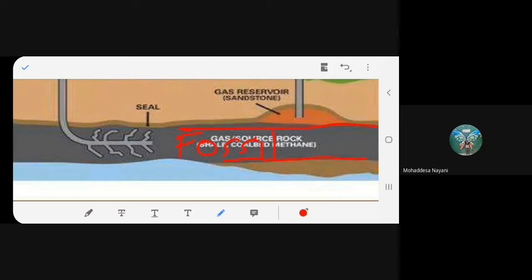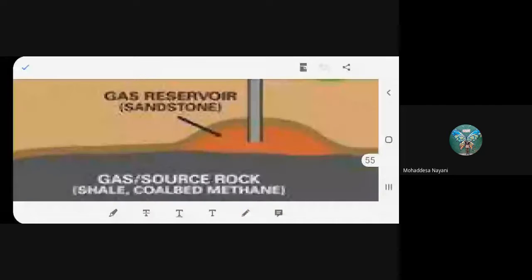On top of the fossil, any fossil, if it is petroleum or if it is coal, what we get? A pocket of gas. Is this clear? Because you know that gas is lighter than solid and liquid. So if it is coal, it is formation of gas on top. If it is petroleum, again a formation of gas on top. Is this clear? Now see, this is the reservoir of gas.